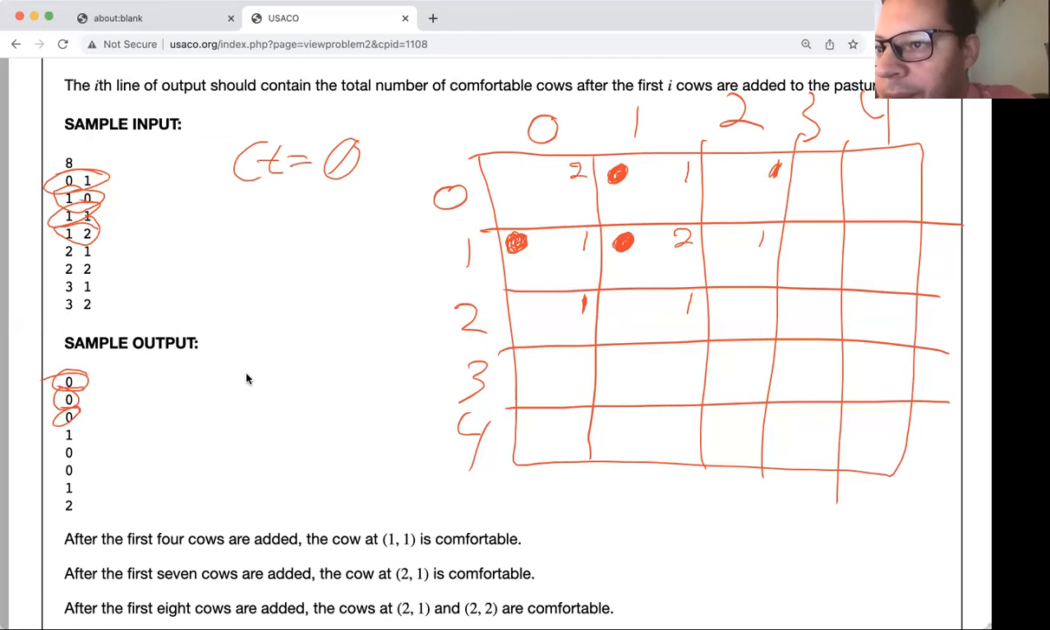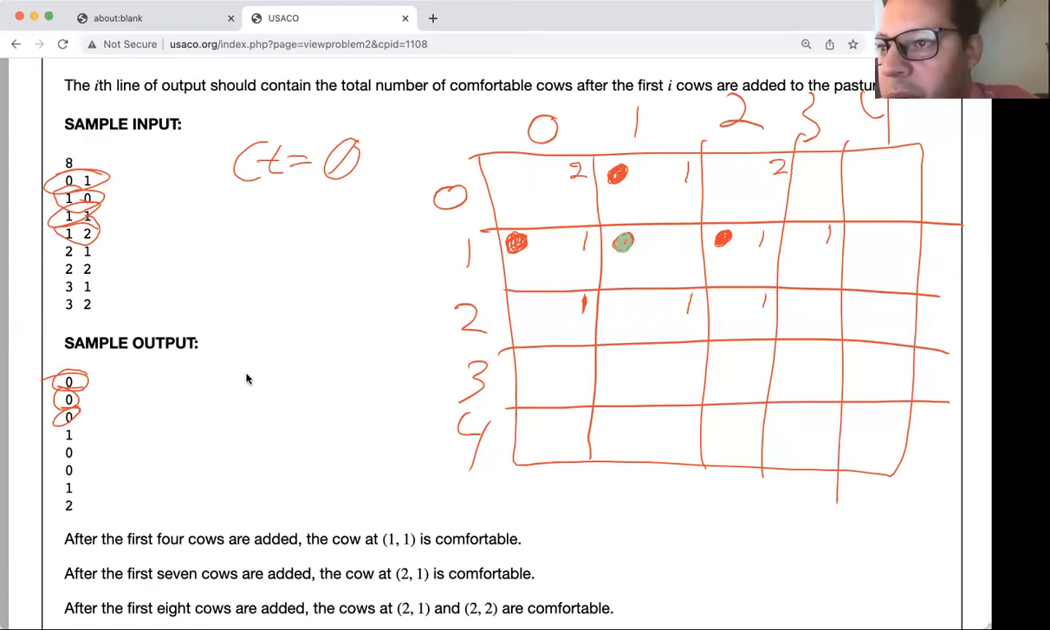That's going to be over here. Now at this point, I've created my first comfortable cow. That is, this cow right here has just become comfortable. The way I'm going to know that is as I'm going through from this, upgrading the number of neighbors. The neighbor to the north now has 2 neighbors. The neighbor to the east has 1 neighbor. The neighbor to the south has 1 neighbor. The neighbor to the west now has 3 neighbors.